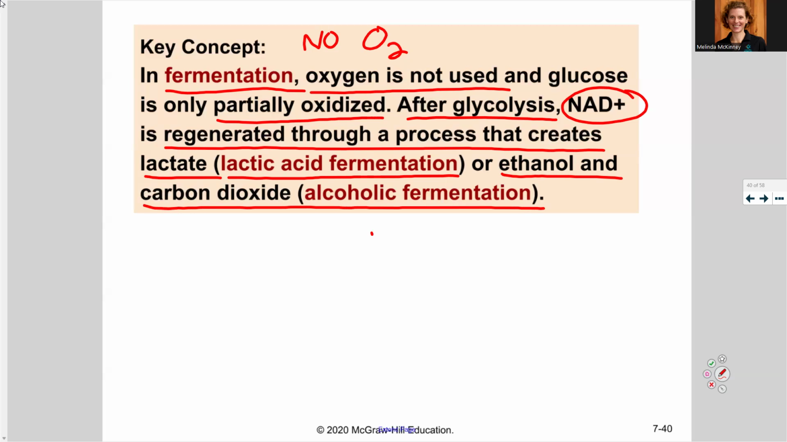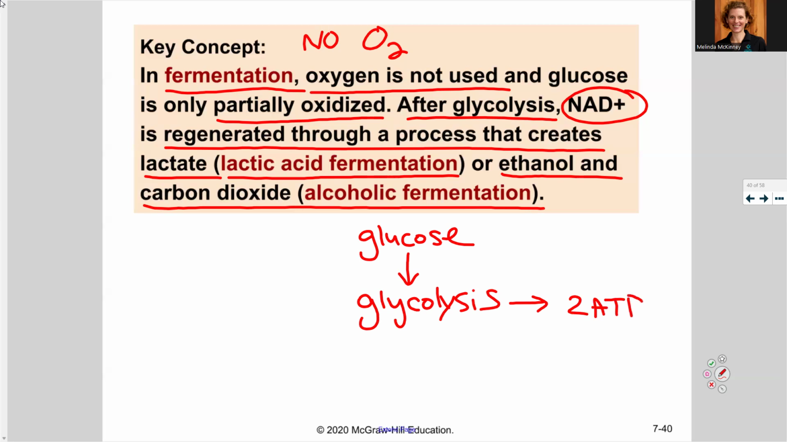So you still start off with glucose, and you still go through glycolysis. So we're splitting it in half. And in this process of glycolysis, we make 2 ATP. And that's it. So we make 2 net ATP from glucose. Then we are going to generate pyruvate, okay, but it's not further oxidized. That molecule will then be converted into a byproduct.